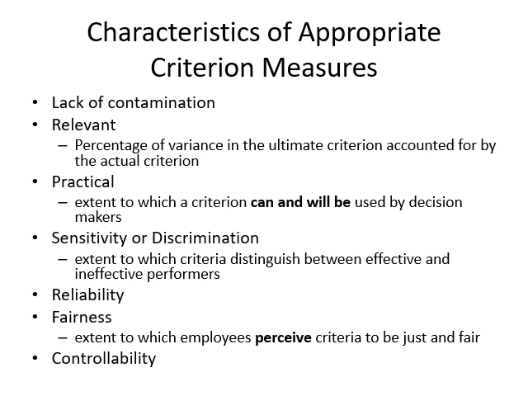So again, the characteristics of an appropriate criterion measure. So just putting this all together. First is a lack of contamination. We want to make sure that we're not capturing bias or error, if at all possible, in the way we're measuring performance. We want to make sure that our actual criterion are relevant: the percentage of variance estimated in the ultimate criteria or the conceptual criteria accounted for by the actual criteria.